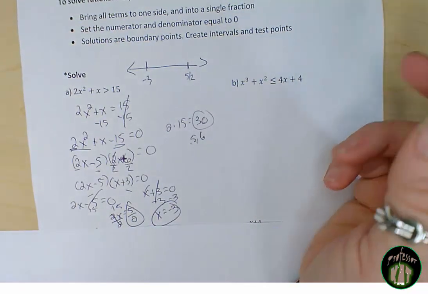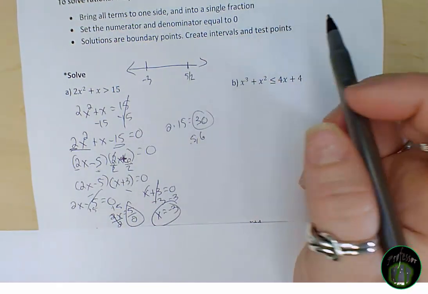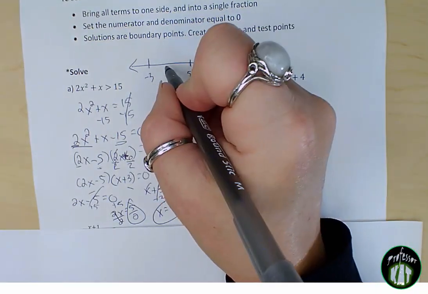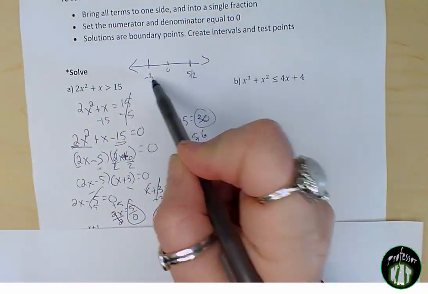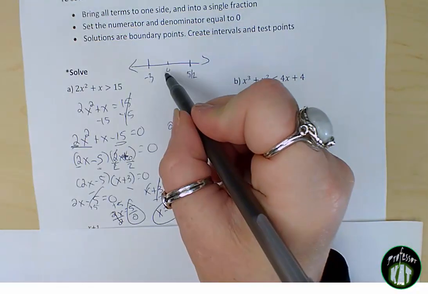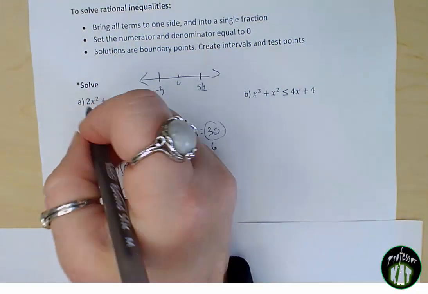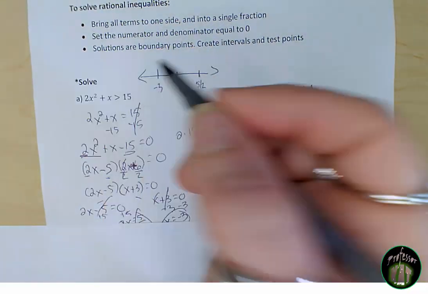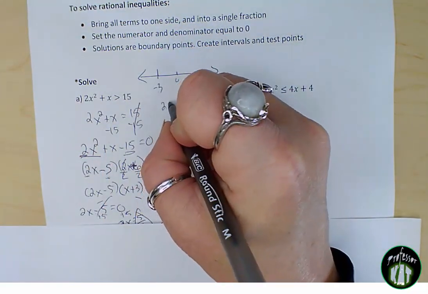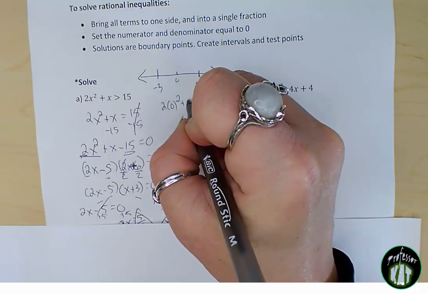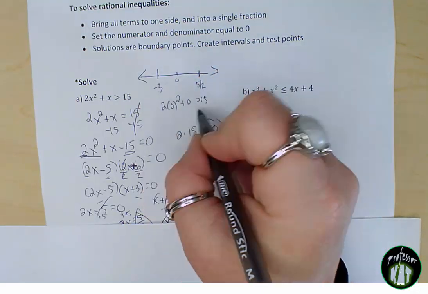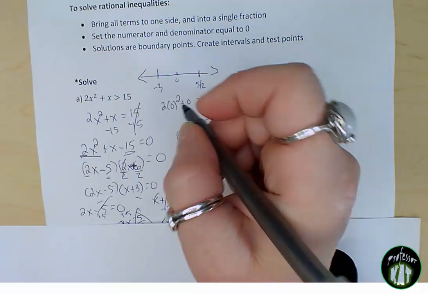Now, I like to use the following rule when I do this. I find the section that has 0 in it. So 0 would be right here in the middle between negative 3 and 5 halves. Plug a 0 into your original function here. So I'm going to throw this into this inequality, and see, does this give me a true inequality here?